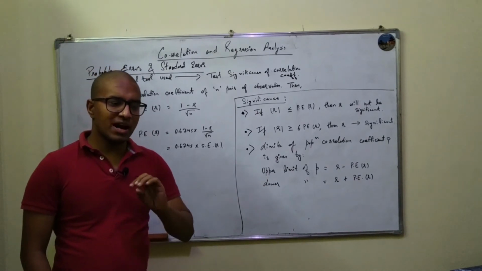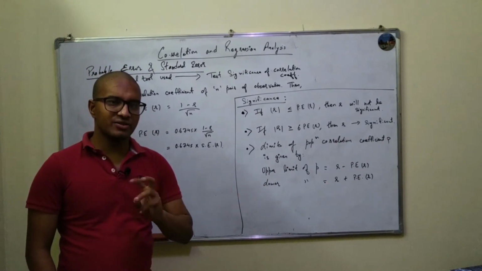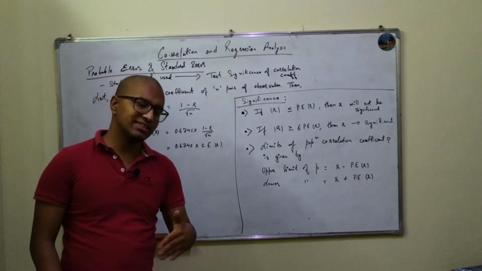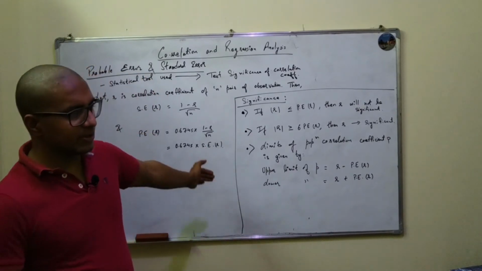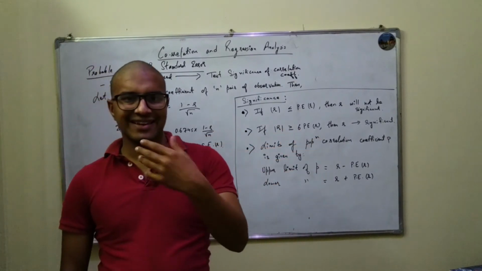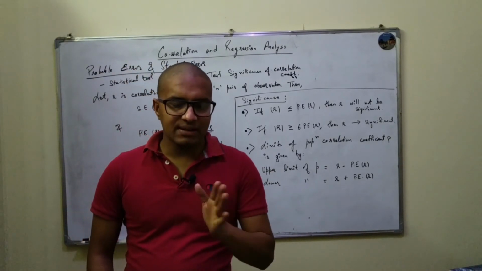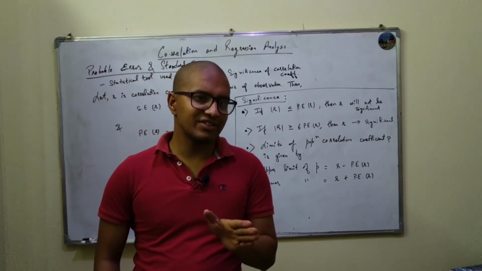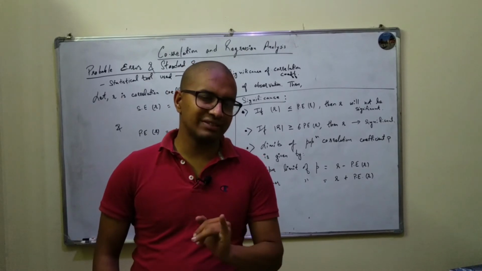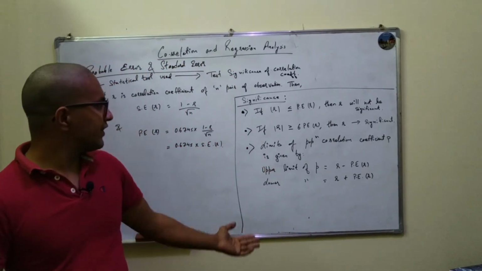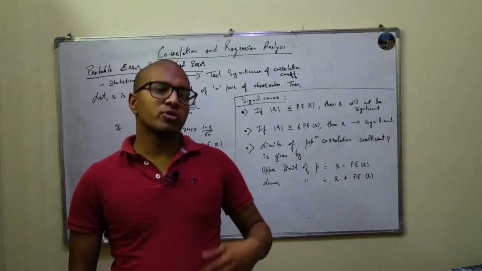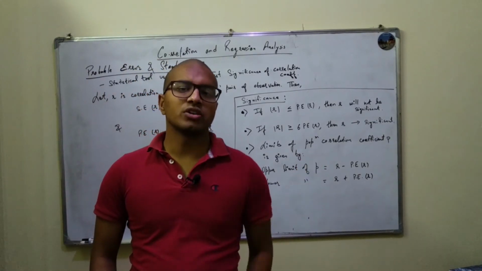So we will determine whether the r that we are generating is significant or not, and it will be significant if it is greater than PE times 6. Okay, if r is greater than 6 into PE, it is significant. If it is lower than the probable error, then it is not significant.